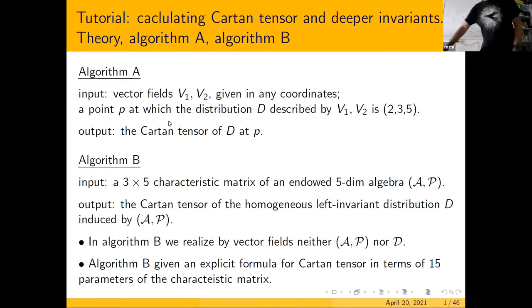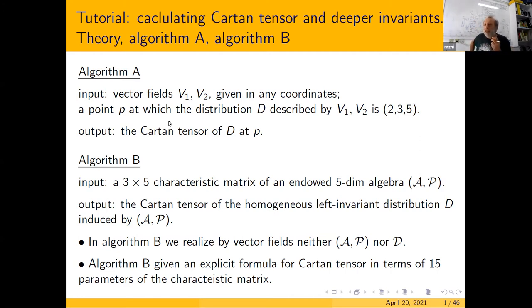Okay, so it is a tutorial. I will give theory and I will give new insight of theory. But also along with the theory, there will be two absolutely explicit algorithms, A and B. Algorithm A, input: two vector fields, given in any coordinates, describing a 2-3-5 distribution near a given point P. Output: the Cartan tensor at the point P.